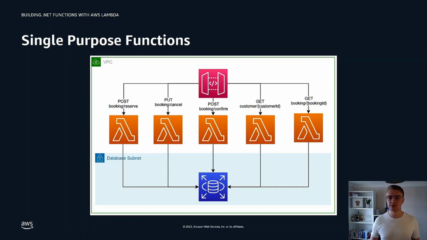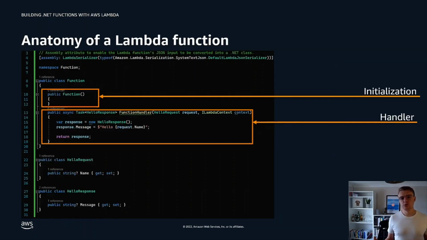So what does a Lambda function actually look like when you're building it in this way? Well, it's just a class. A Lambda function is just a class, and you need to have a single public method that is used as the handler. This method can be called absolutely anything. It is normally good practice to call it handler or function handler. And it's that handler that will tell the Lambda service to invoke for every single request that comes in.